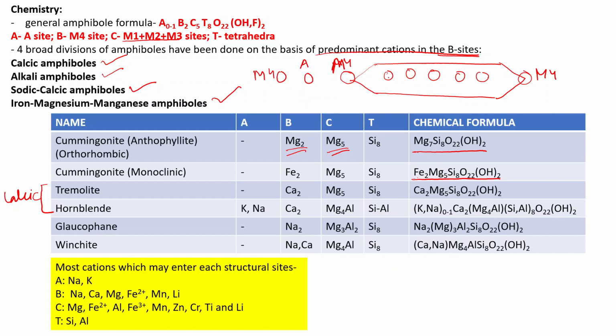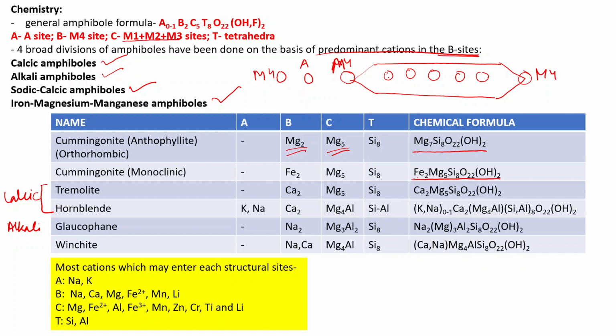The next is the alkali amphibole, an example is glaucophane. So here we don't have any cation in the A site. M4 has two sodium ions. Now Mg3, so the 2 M2 and the M3 have magnesium, and probably the two M1s have aluminum, and then it is a silicon tetrahedra. Now the formula becomes Na2Mg3Al2Si8O22(OH)2. Simply by remembering the position of the M sites and A site, you can never get the formula wrong.